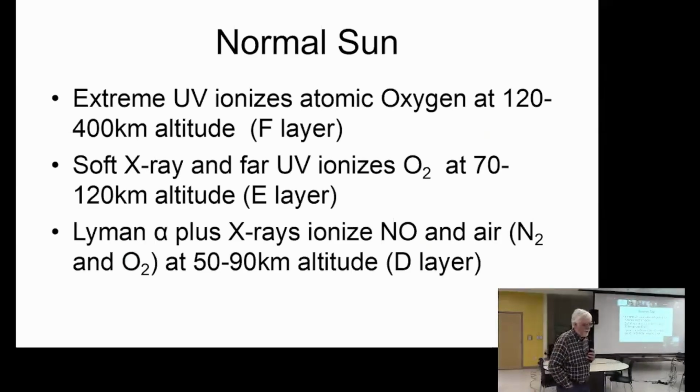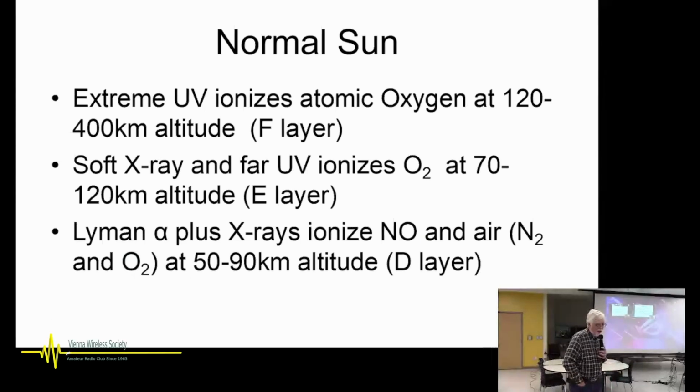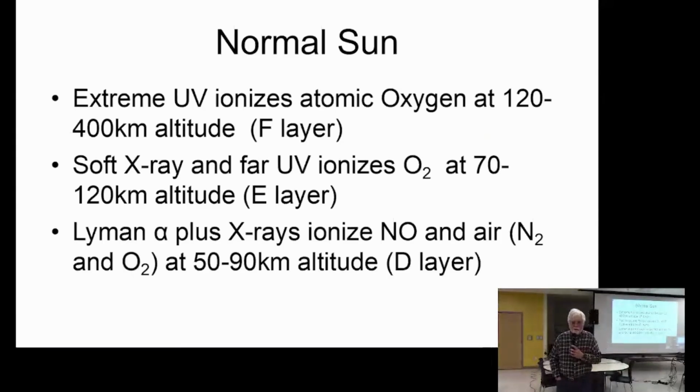And then mostly the X-rays come down through all of this and get down to the D layer, and they knock off the most common material in the atmosphere: nitrogen molecules, oxygen molecules, and NO, nitrogen and nitrogen. Is that nitrous oxide or something like that? And I'm not a chemist. Anyway, so that's how the layers form.